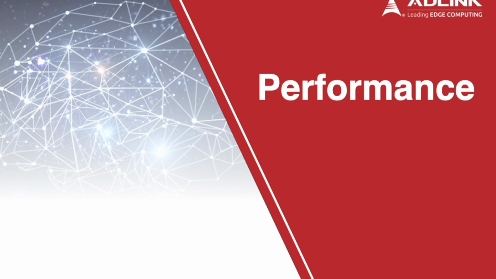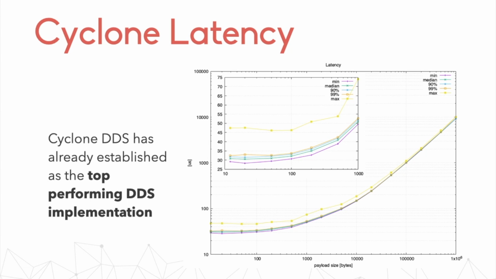It's now time to look at some performance, and we'll do that again in the context of Cyclone. Cyclone is one of the top performing DDS implementations on the market, and as you see, on contemporary hardware it delivers a latency that can be as low as 20 microseconds and that grows quite slowly with the size of data.